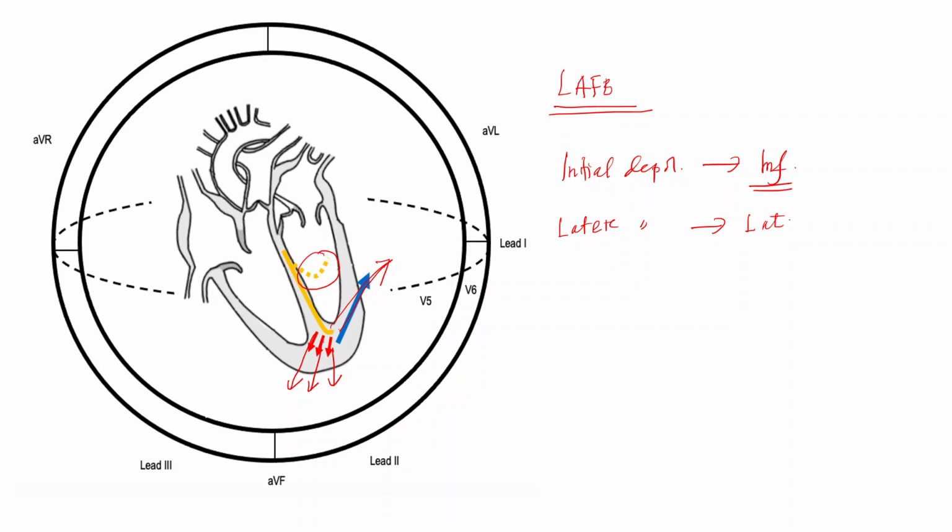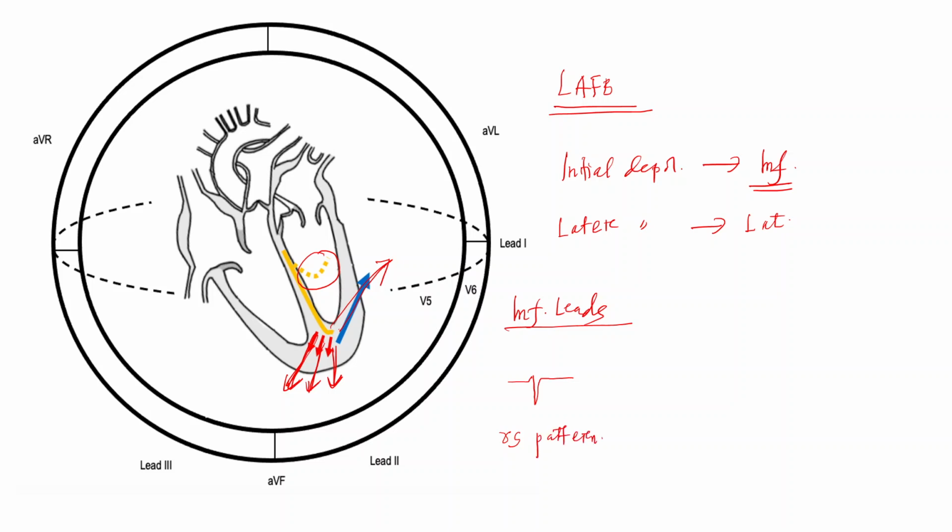So, in the inferior leads, first of all, you will get a small positive wave because the first depolarization is happening towards the inferior side. Then you will get a large negative wave because the net ventricular depolarization is happening towards the lateral side. So in the inferior leads, you will get something like this. This is known as small r capital S, an rS pattern.